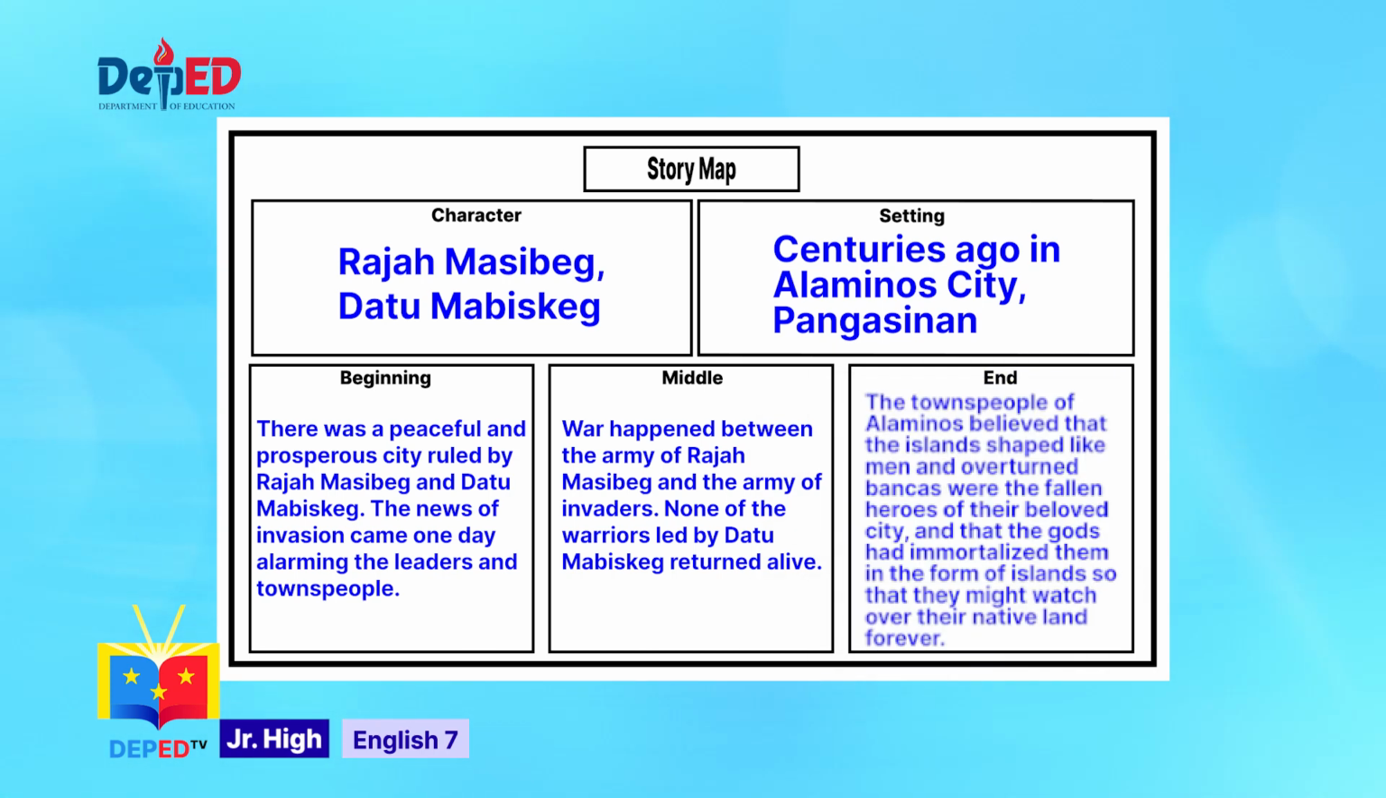End. The townspeople of Alaminos believed that the islands shaped like men and overturned bankas were the fallen heroes of their beloved city, and that the gods had immortalized them in the form of islands so that they might watch over their native land forever.